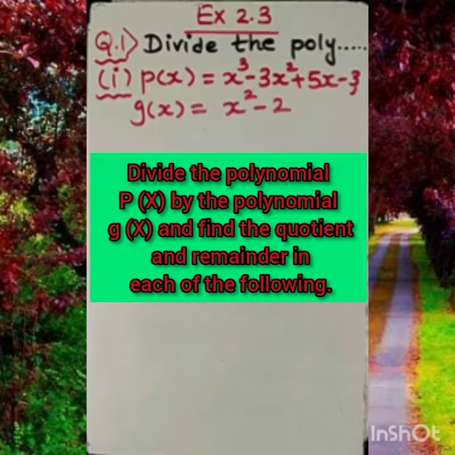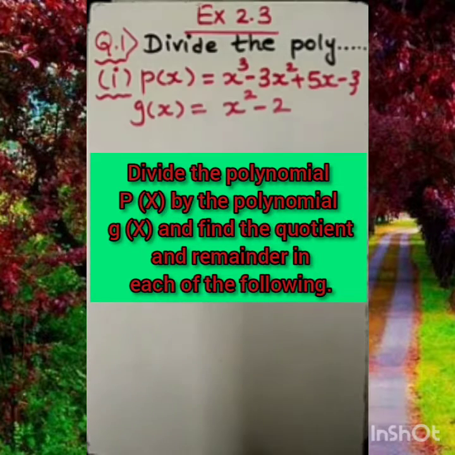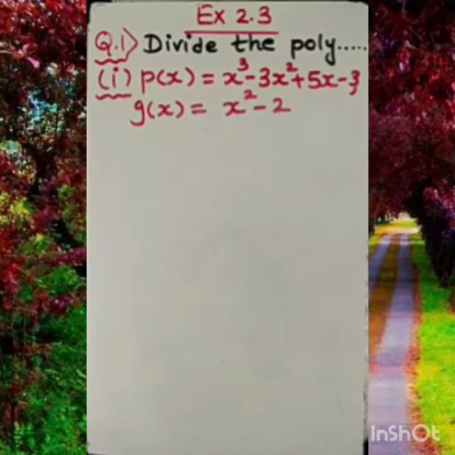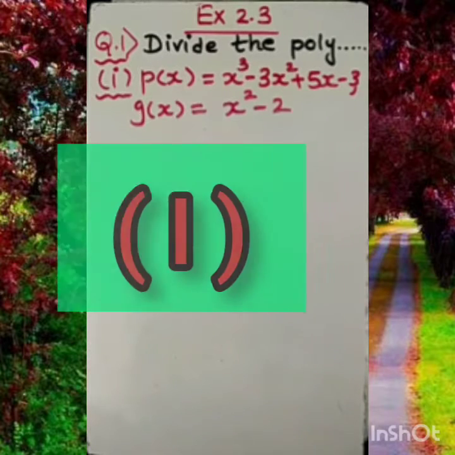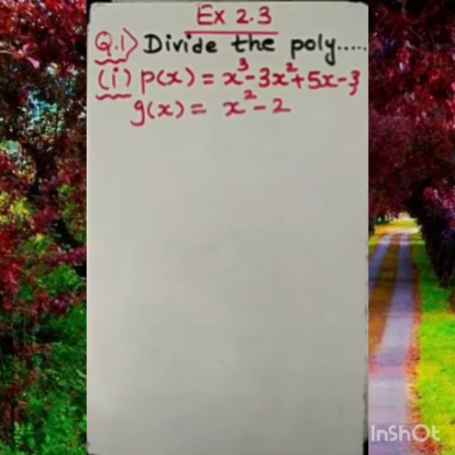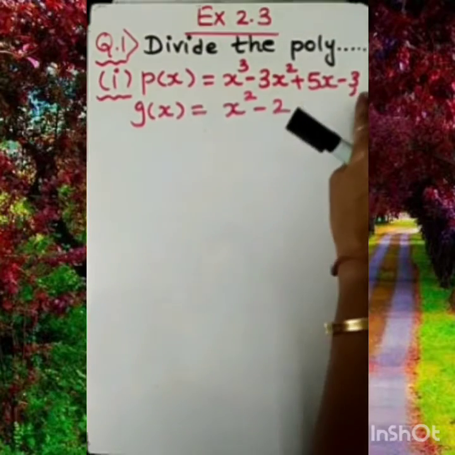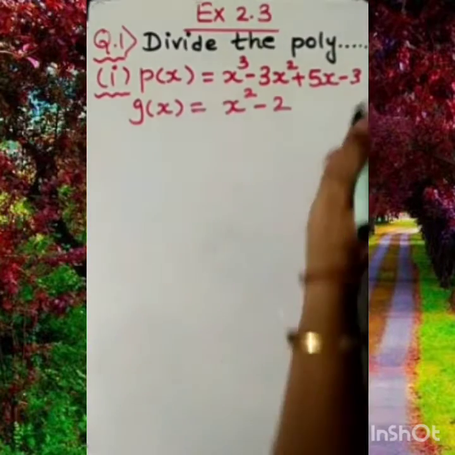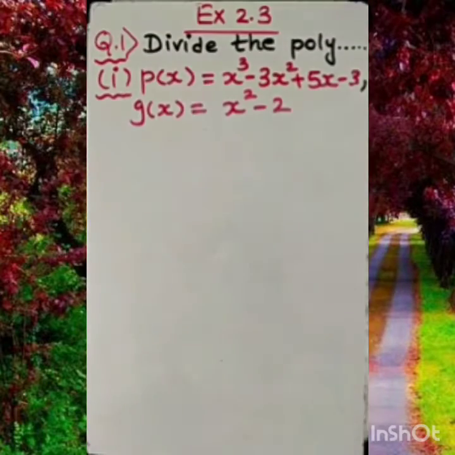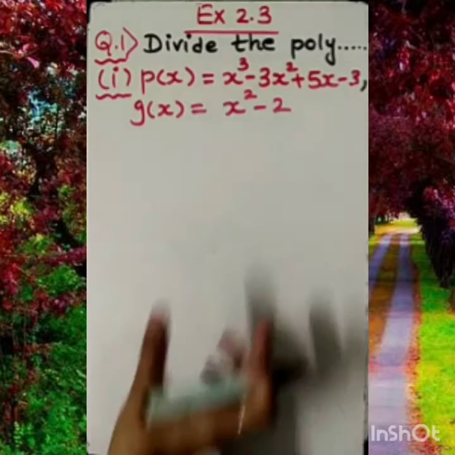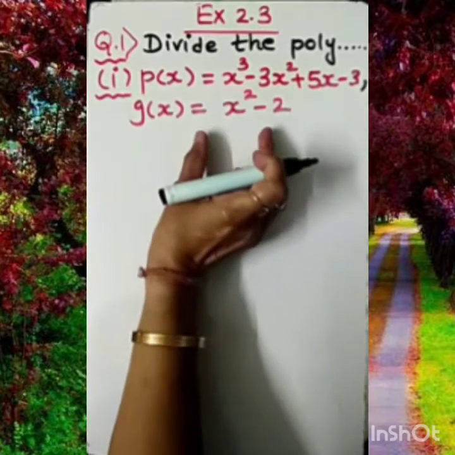Exercise 2.3, question 1. Divide the polynomial p(x) by the polynomial g(x) and find the quotient and remainder in each of the following. In that, the first one is in front of your screen. You can see p(x) equal to x cube minus 3x square plus 5x minus 3. This is the first polynomial, and g(x) equal to x square minus 2. So dear student, we need to divide p(x) by g(x).